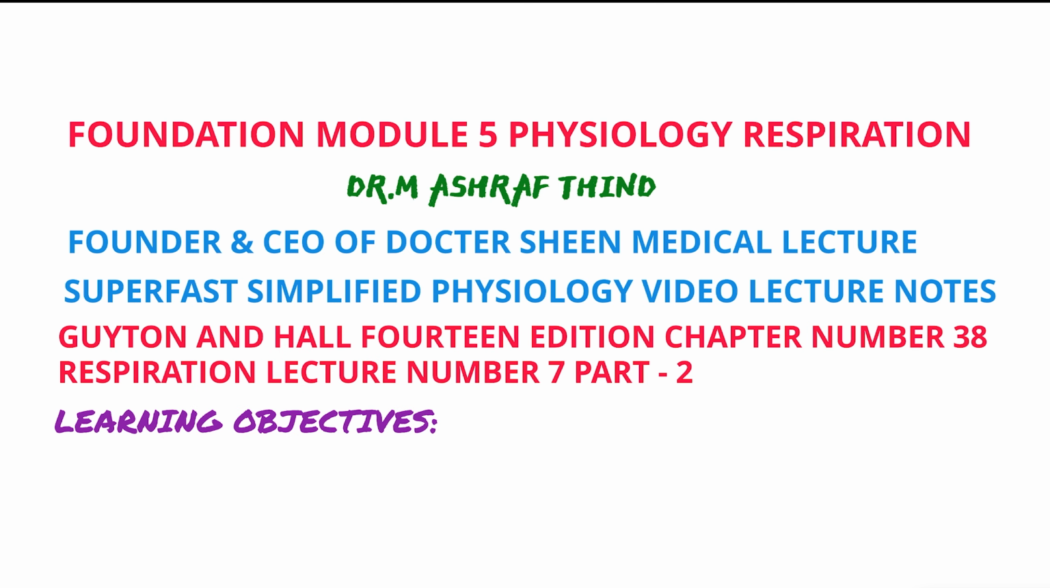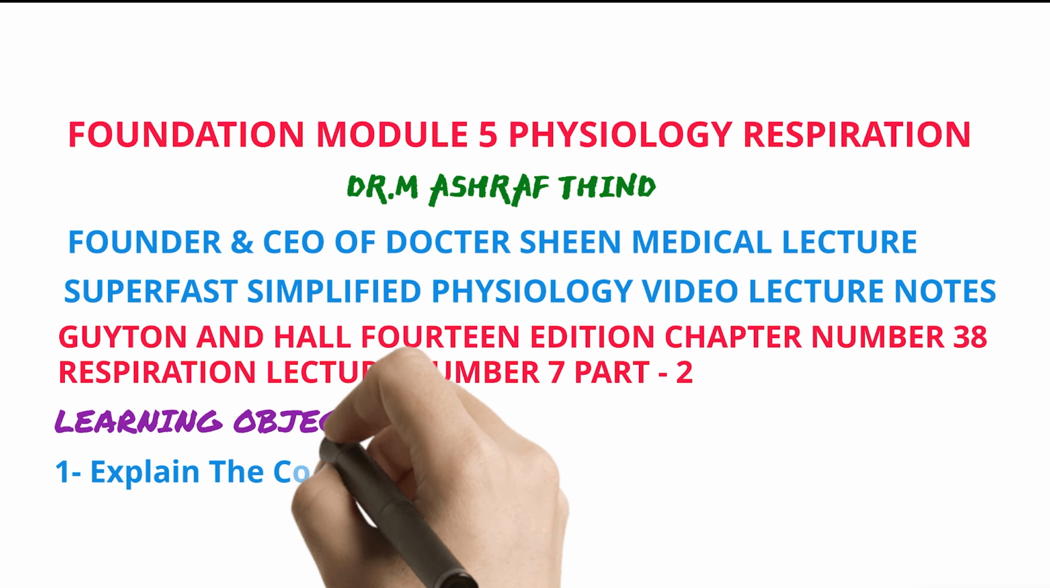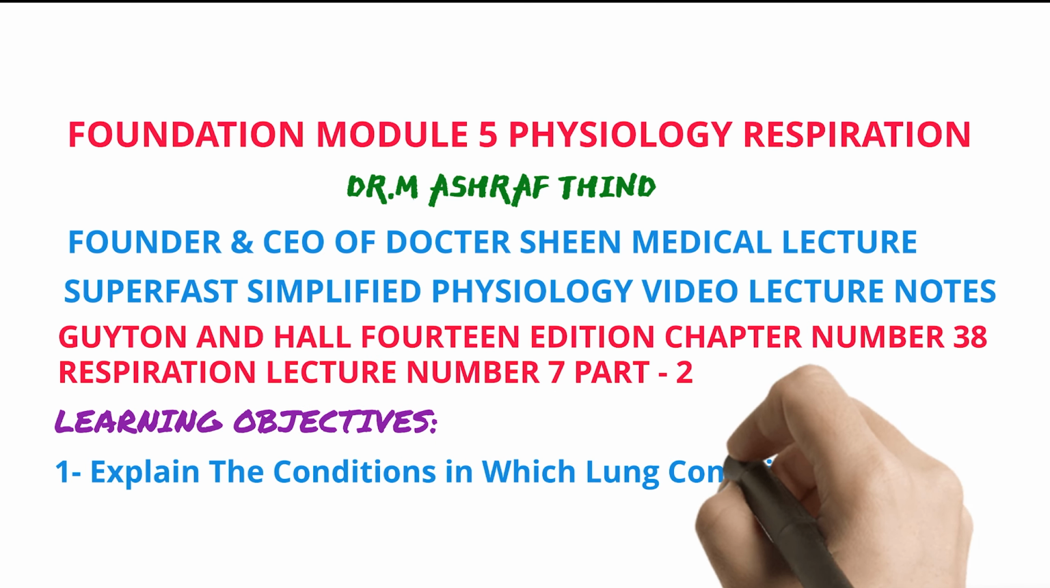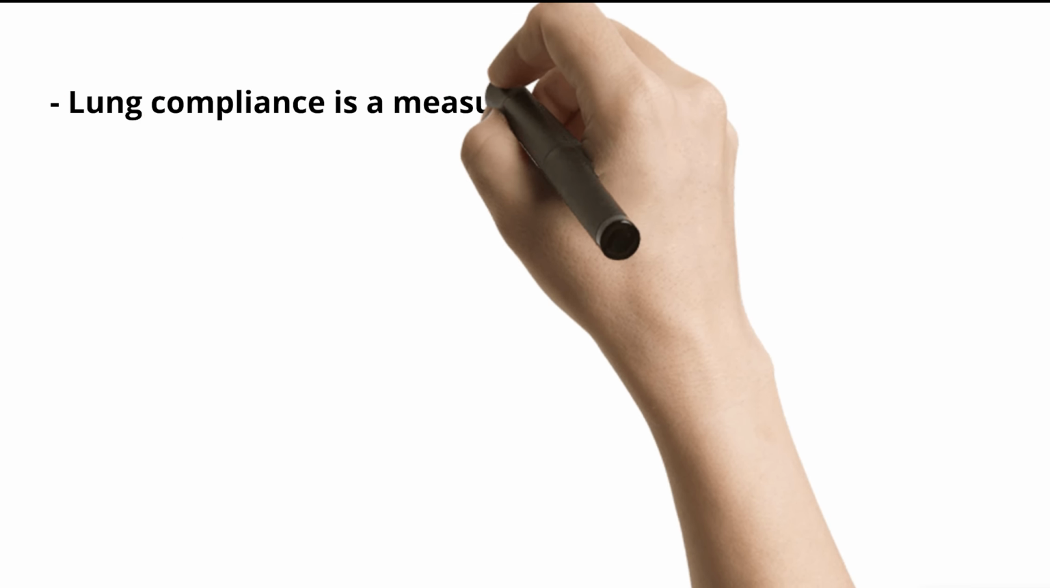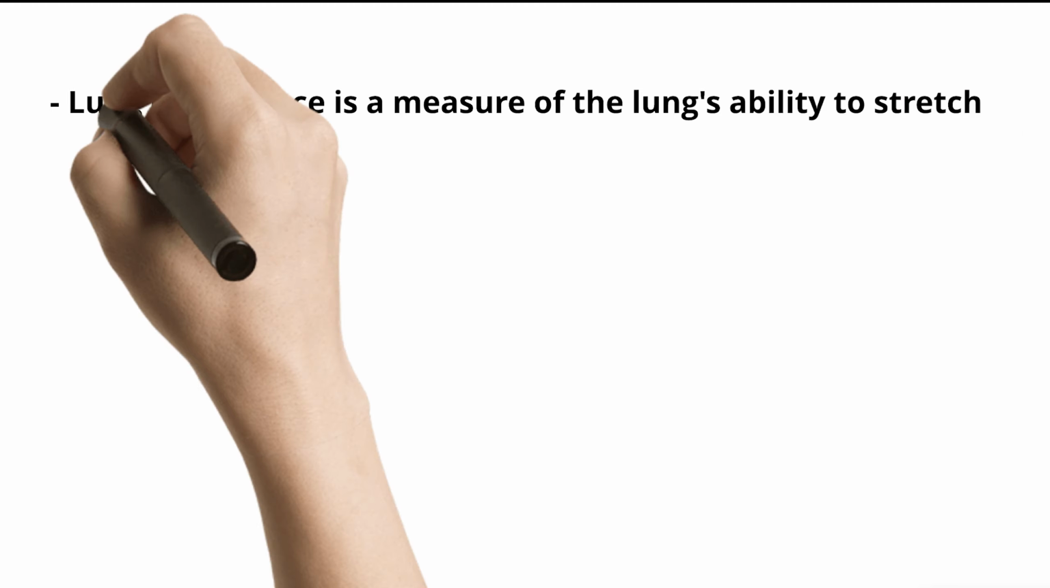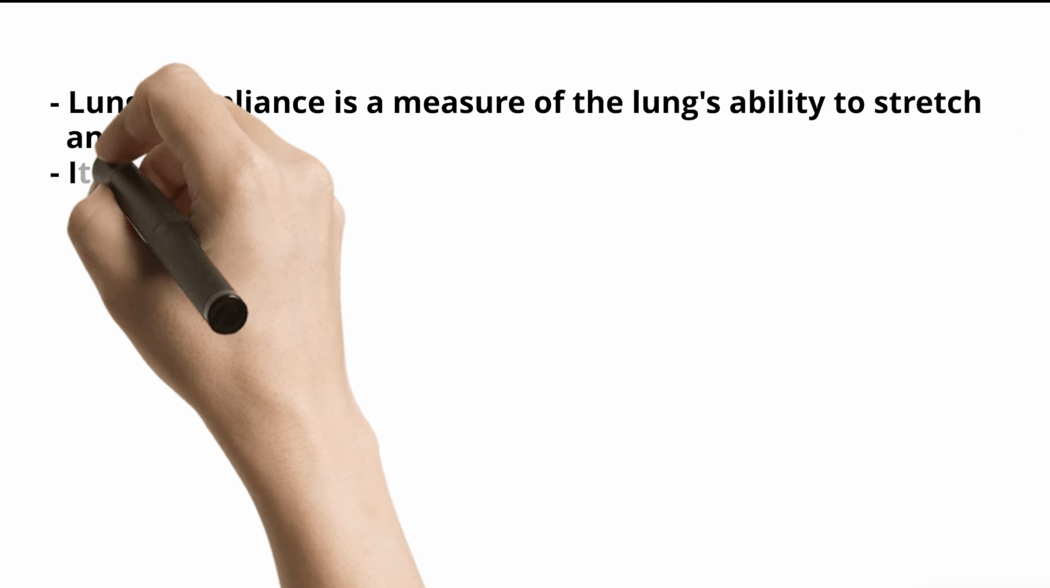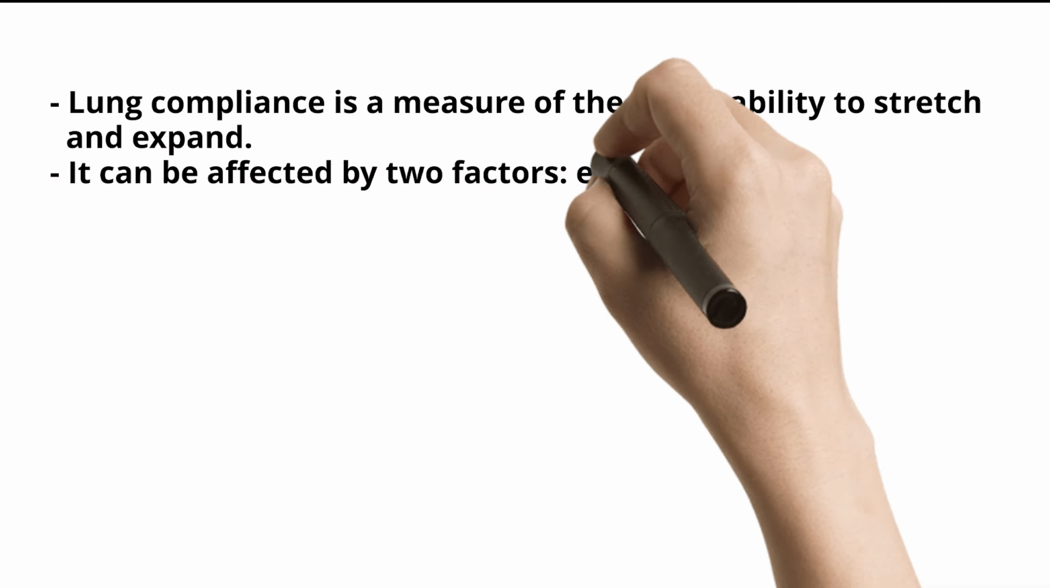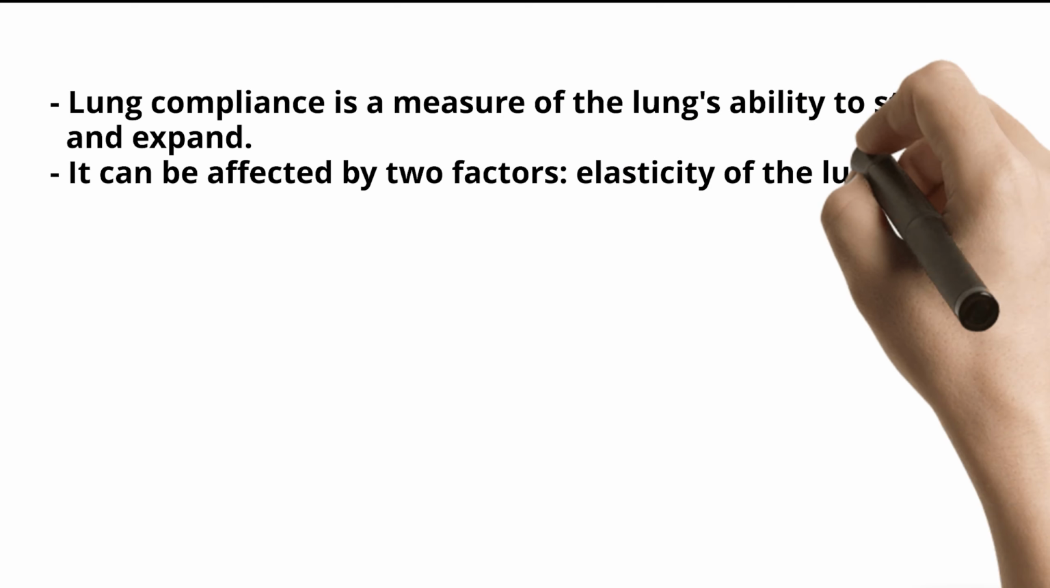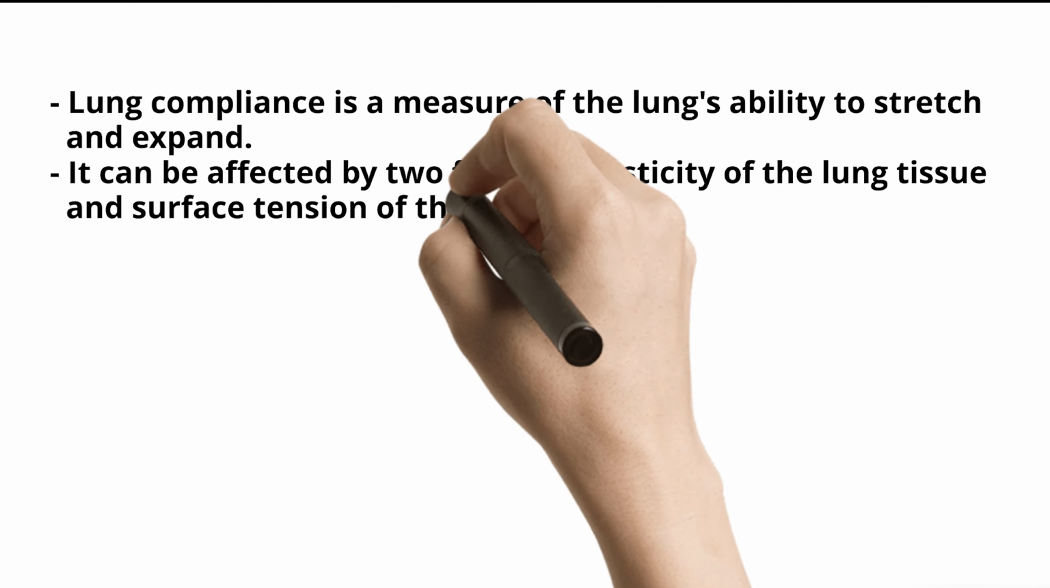Learning objectives. 1. Explain the conditions in which lung compliance is decreased. Lung compliance is a measure of the lung's ability to stretch and expand. It can be affected by two factors: elasticity of the lung tissue and surface tension of the alveoli.